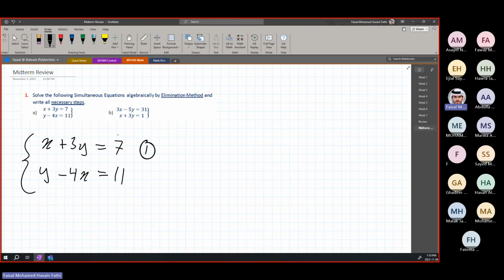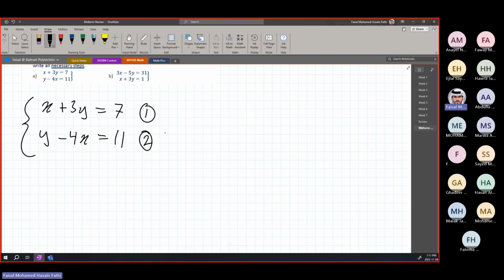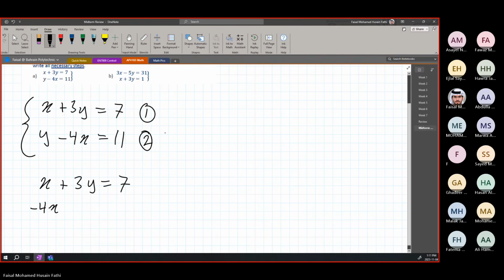Okay, this is equation 1. This is equation 2. Simultaneous equation is basically having two equations with two unknowns. To solve this, the idea is to eliminate one of them. So the first step of solving this is to order it properly, so that all the y's are on top of each other, all the x's are on top of each other, and the numbers are all together. So we'll just write these equations again: x plus 3y equal to 7, and then we will reorder it: minus 4x plus y. I'm just moving the x here and the y here, is equal to 11.